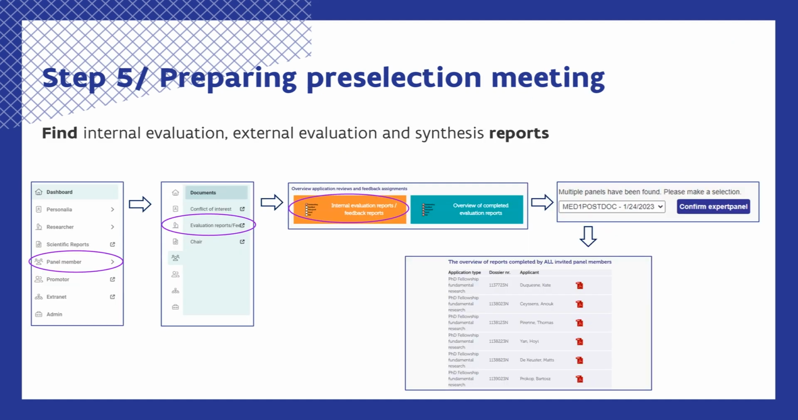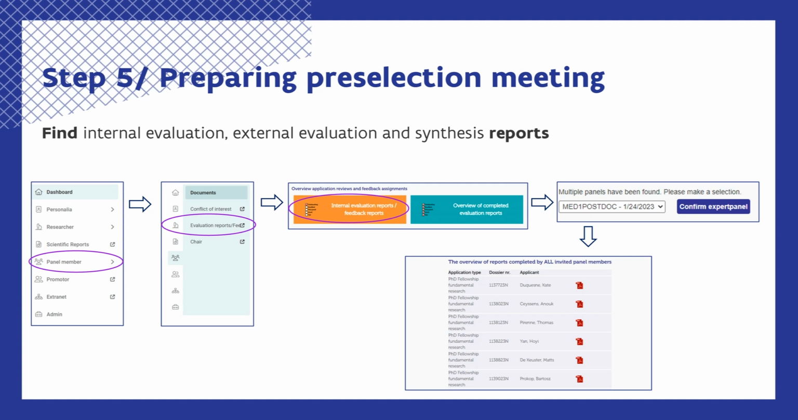The next step in the evaluation process consists of preparing the pre-selection meeting by reading at the very least the internal, external, and synthesis reports for the applications assigned to you. Ideally, you should also review the reports for all other applications.